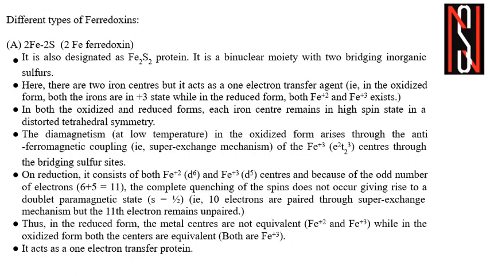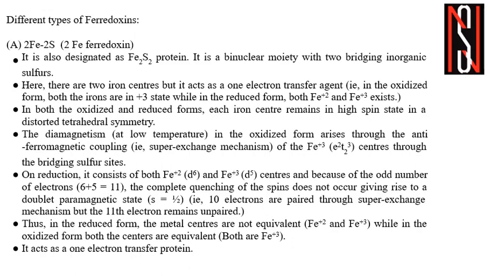Now if the oxidized state has two iron atoms in the +3 oxidation state, and the reduced state has the oxidation number +2, then when it goes from the oxidized to the reduced state, there would be a two electron transfer process. But see that it is actually a one electron transfer agent.